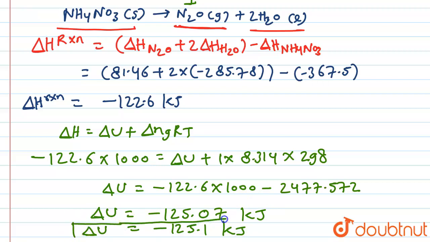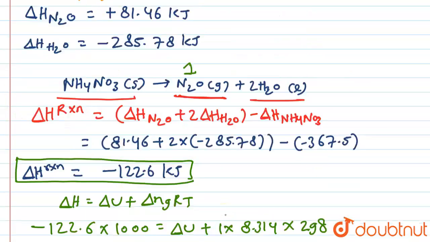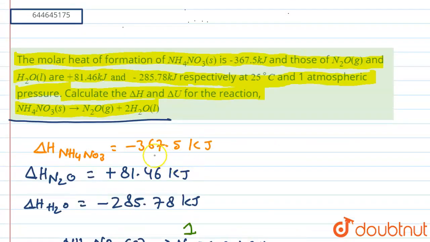So in this way it is calculated. Our answer is the delta H value equals minus 122.6 kilojoule and the delta U of the reaction equals minus 125.1 kilojoule. So in this way this question will be solved, and I hope you get the concept.